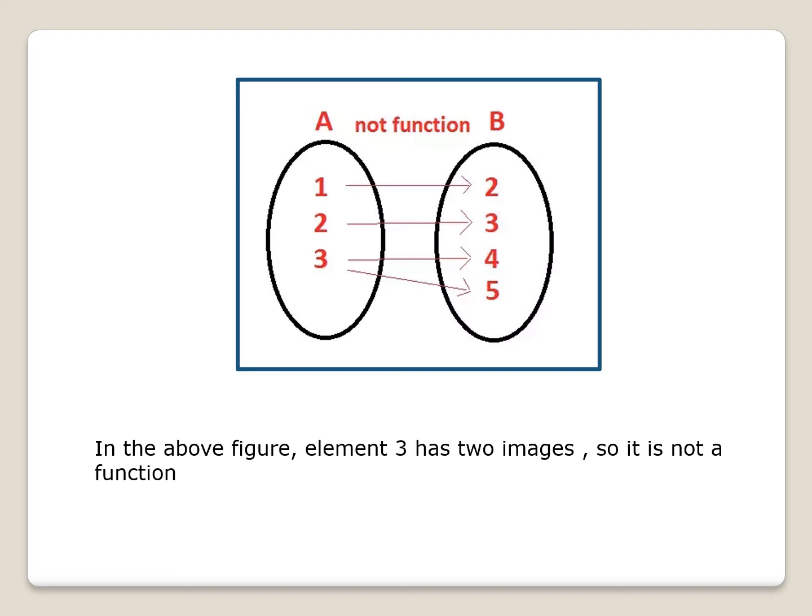Here the definition of function fails. What does the definition say? Every element in the set A should be mapped to one and only one element in the set B. So 3 is being mapped to two elements. That is, 3 has two images, so it is not a function.